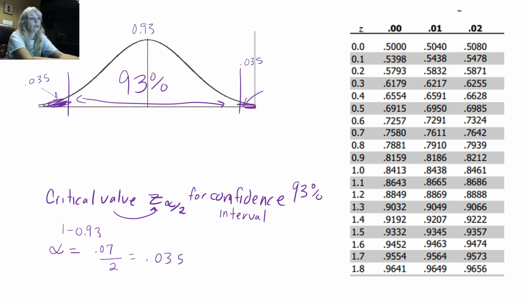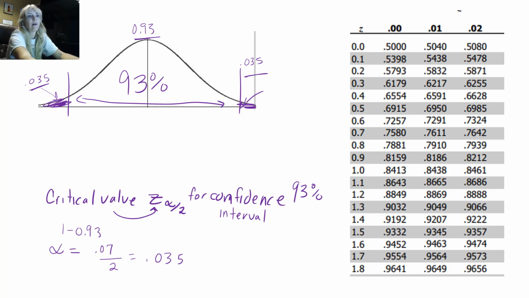You know what you should do? You should add 0.035 plus 0.93 plus 0.035, and guess what you'll get? 1, because the whole area has to add to 1, right? So in other words, these three pieces have to add to 1, so that way you know you subtracted correctly.